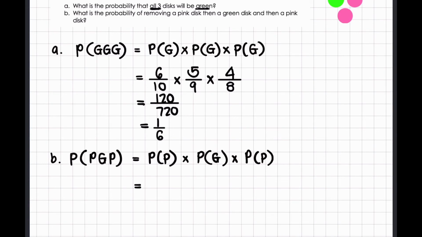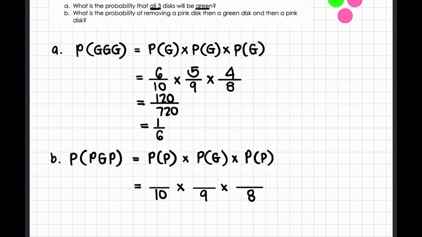So I have 3 sets of fractions that I'm multiplying. For my first draw, I have 10 discs to choose from. If I'm not replacing a disc after my first draw, I then only have 9 discs to choose from, and then I only have 8 discs to choose from for my third draw. Okay, so the probability of it being pink, then green, then pink. What's the probability of it being pink?